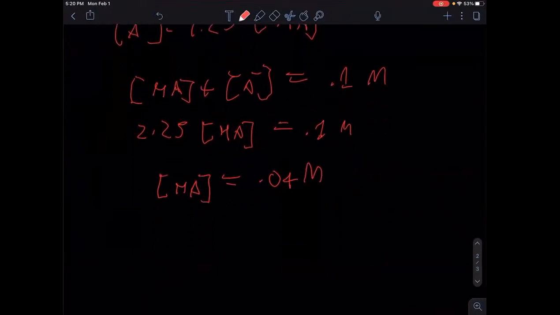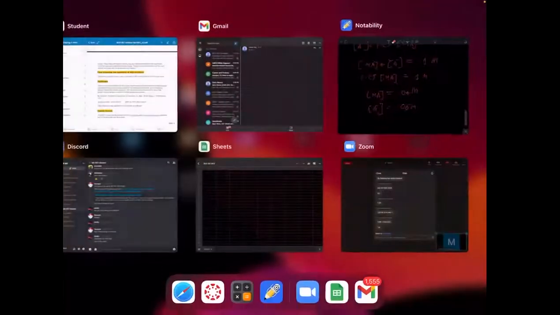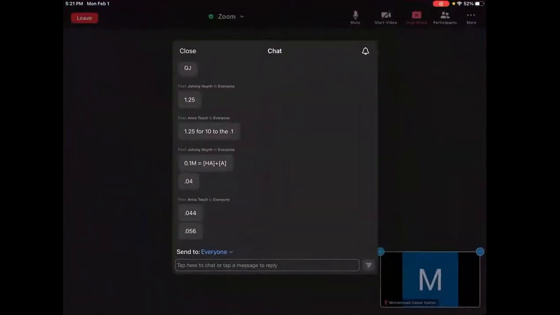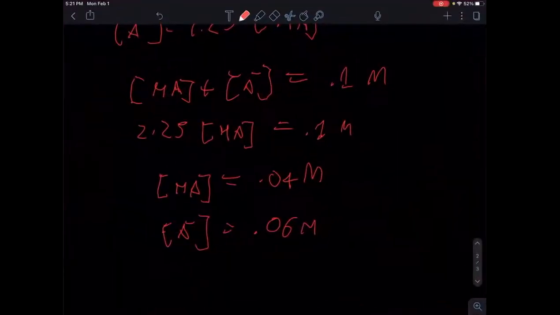And someone tell me what happens when I multiply. Oh, actually, I can figure that one out myself, because it's the remaining part. It should be 0.06 M. 0.044, 0.056. Okay, that's probably better to use a bit more significant figures then. Yeah, I think the answer in the chat is correct.